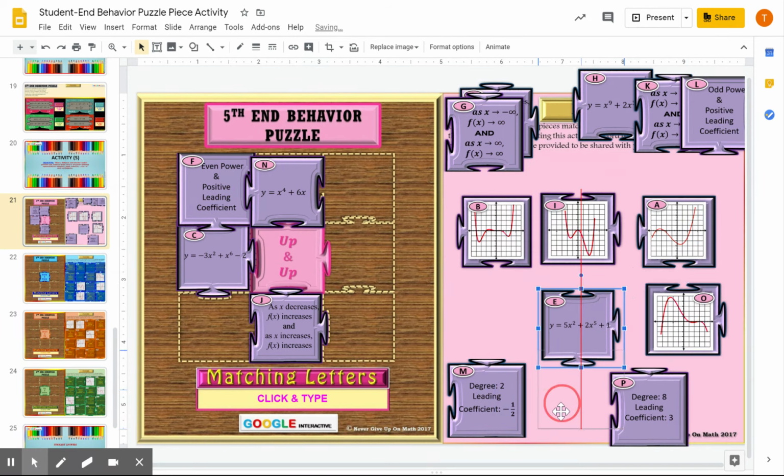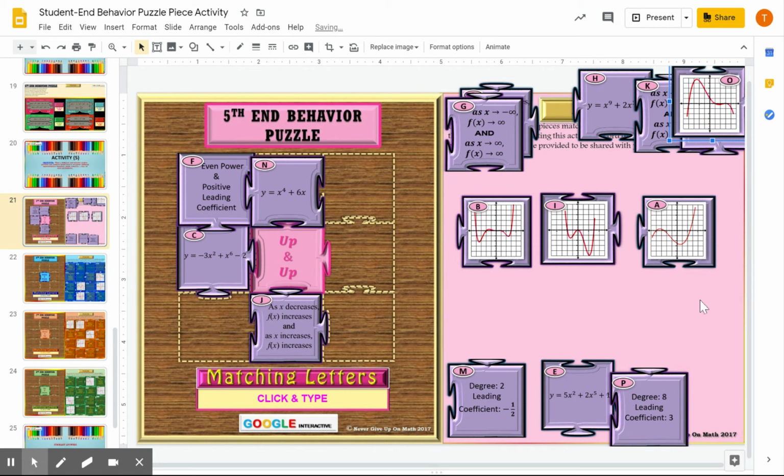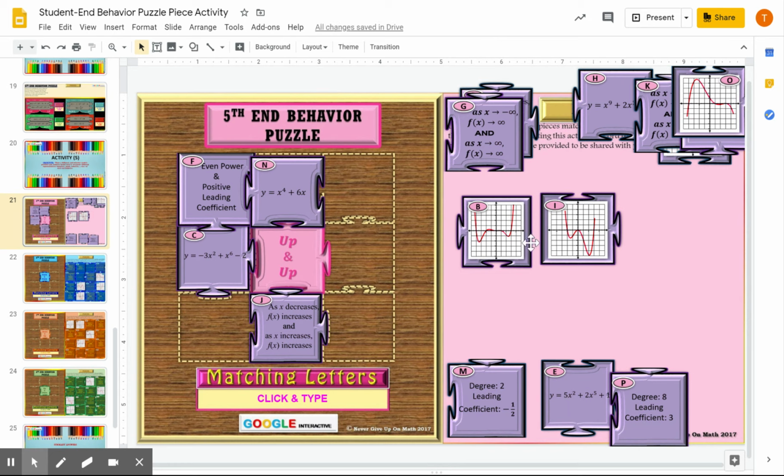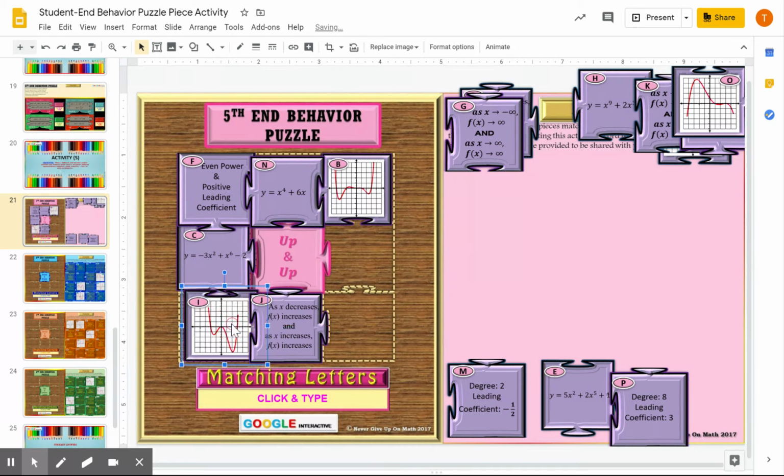So we're looking for up, up. Well, O certainly is down, down, so that is not correct. I'm going to move that to the side. A, they're not even going the same direction, let alone up, up. So nope. But B and I both seem to be going the same direction. B is that corner piece, so I know exactly where that goes. I is another corner piece, so I know that goes here as well.